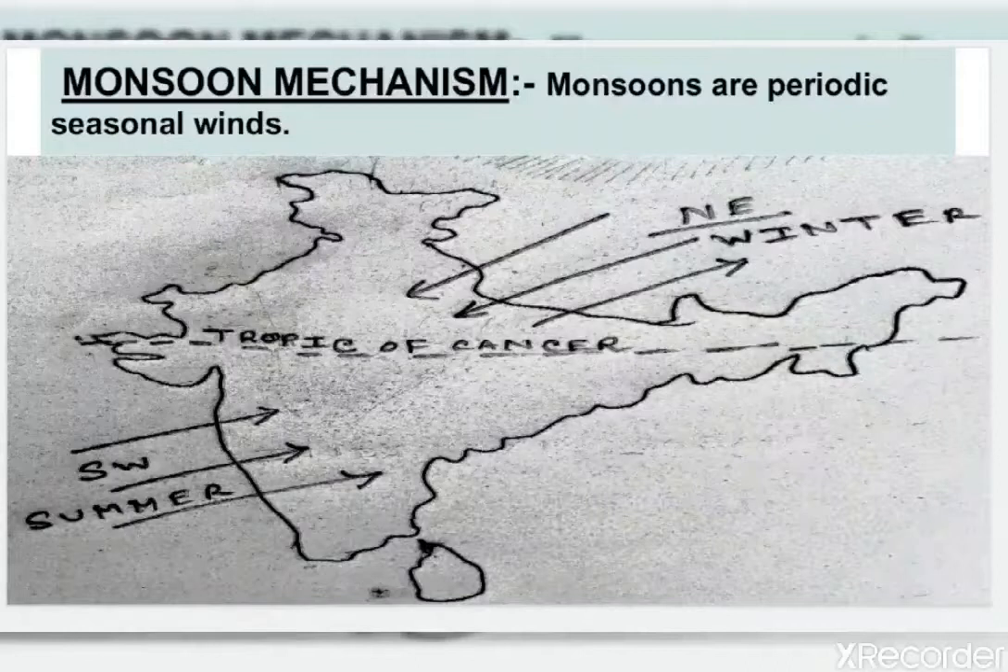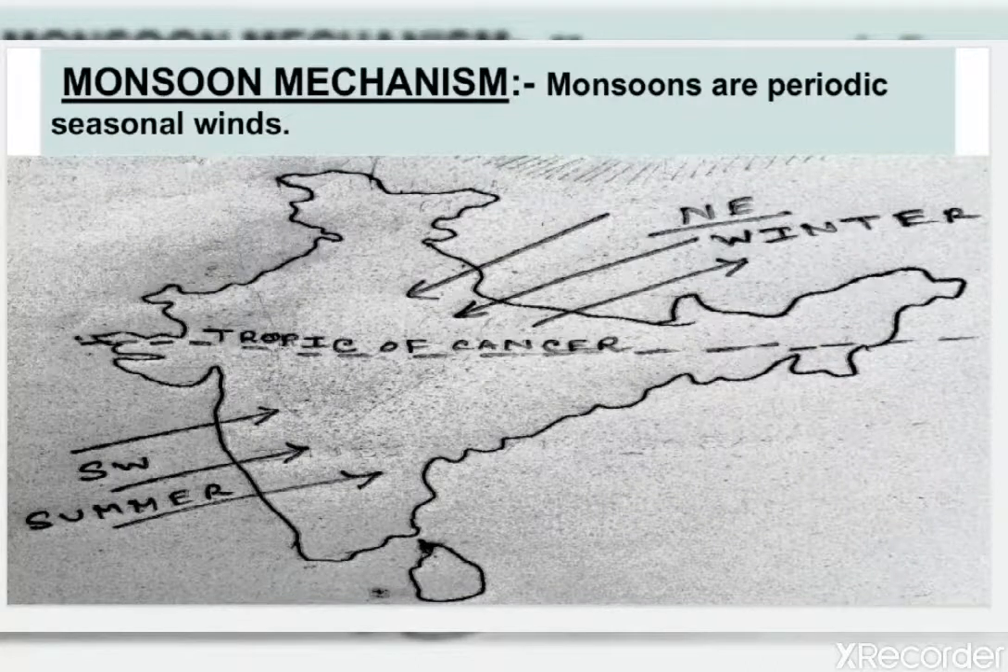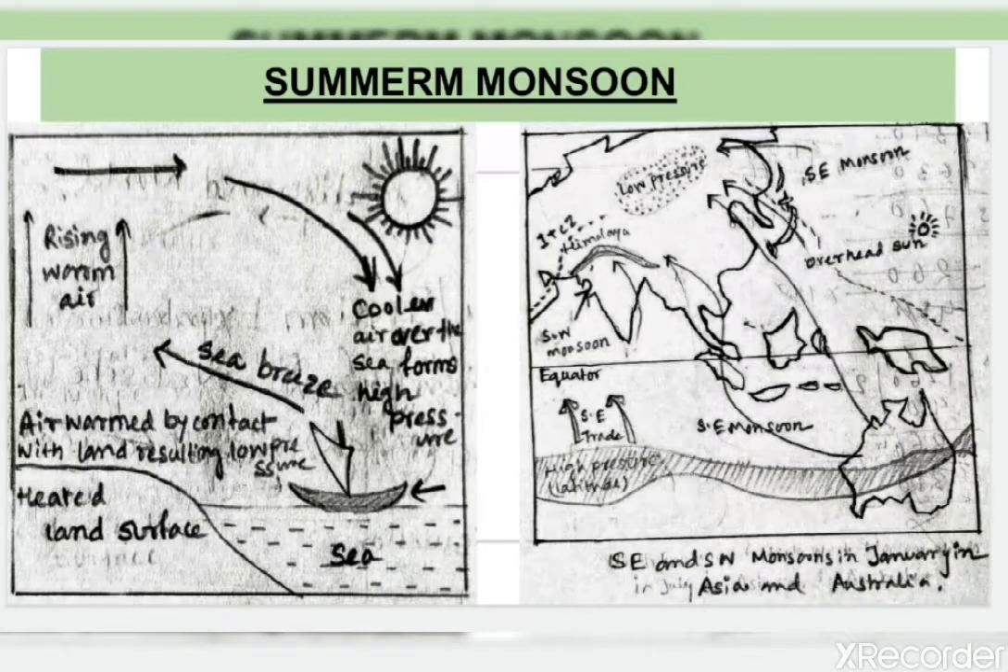So the monsoons are periodic seasonal winds. They develop because of differential heating as well as cooling of the land and the sea. They are divided into two wind systems, that is summer monsoon and winter monsoon. So now in this part of the video we will learn about the monsoon mechanism in detail. So let's start with summer monsoon.